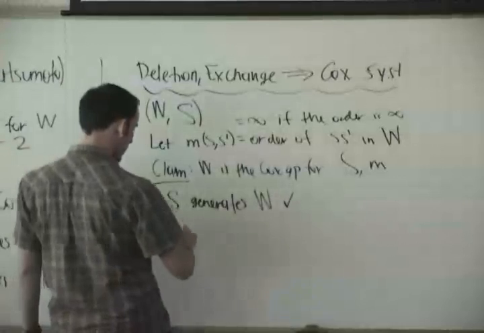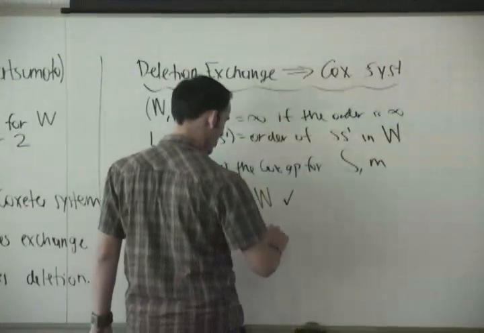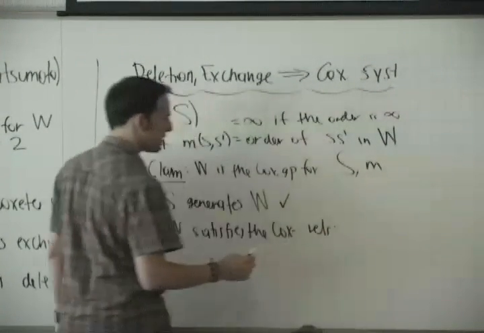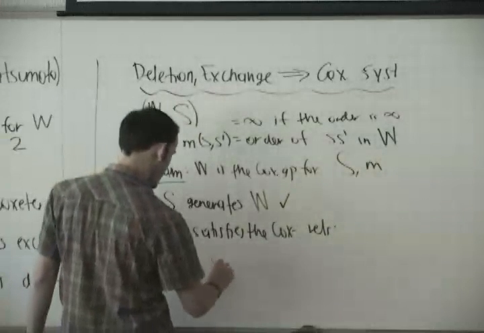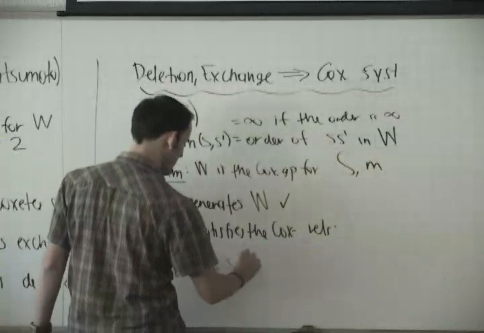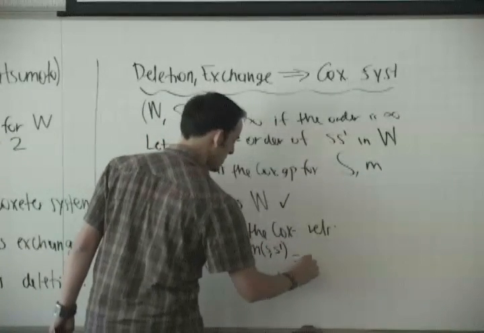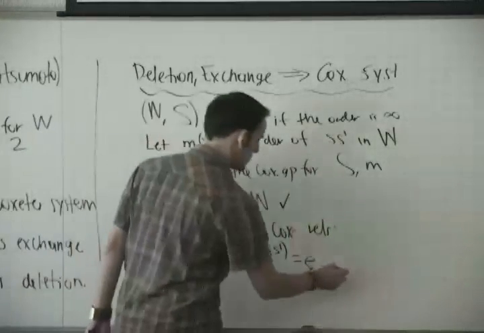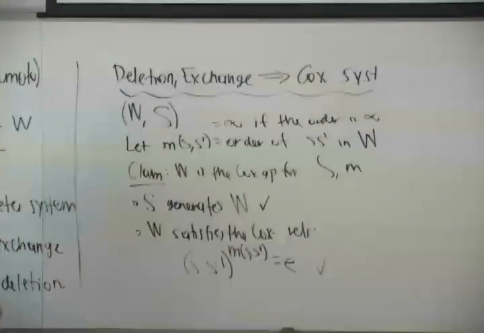The second thing is that W satisfies the correct Coxeter relations. But again, what do I have to check? Well, I have to check that if I multiply S prime, and I raise that to the power M of S comma S prime, I get the identity, and that is true also by the construction. You see, this is exactly the reason why I chose M to be what it is. Okay?